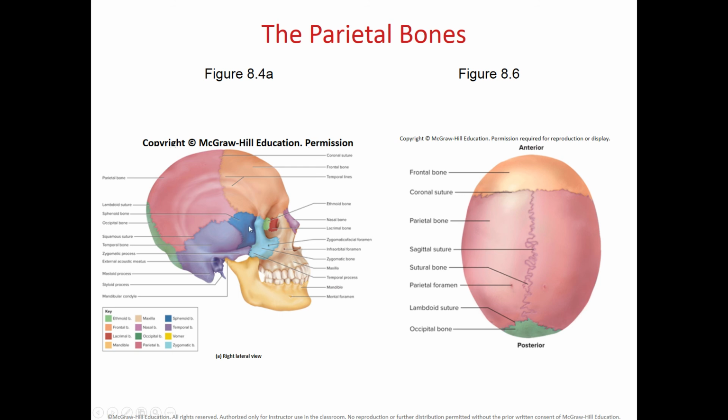Now laterally, here you can see also the frontal or coronal suture. And we have this suture between the temporal bone, which is this, and the parietal bone, which is called the squamous suture. So these will be the major sutures connecting the skull bones.